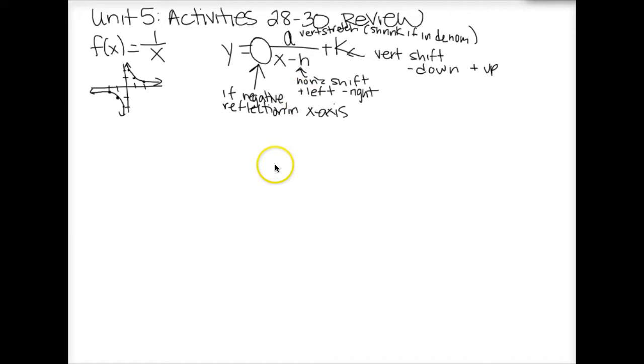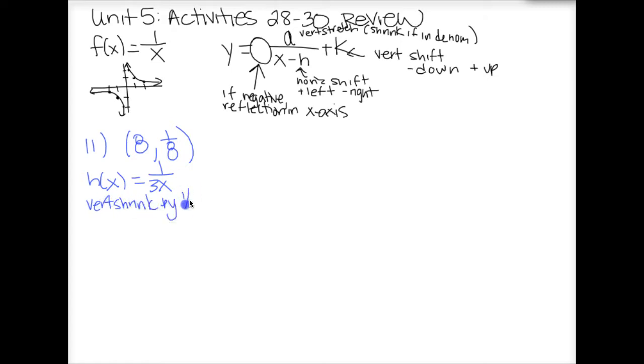If you look at number 11, it asked if you had the point (8, 1/8) on the parent graph, which you would. This is the parent equation. If you plug in 8, you do get 1 over 8. It asks where the image of that point would be on h of x equals 1 over 3x. So this all goes back to knowing your transformations and understanding what they mean. If you look at this h of x equation, that has a 3 multiplied in the denominator, which means that is a vertical shrink by a factor of 1/3.